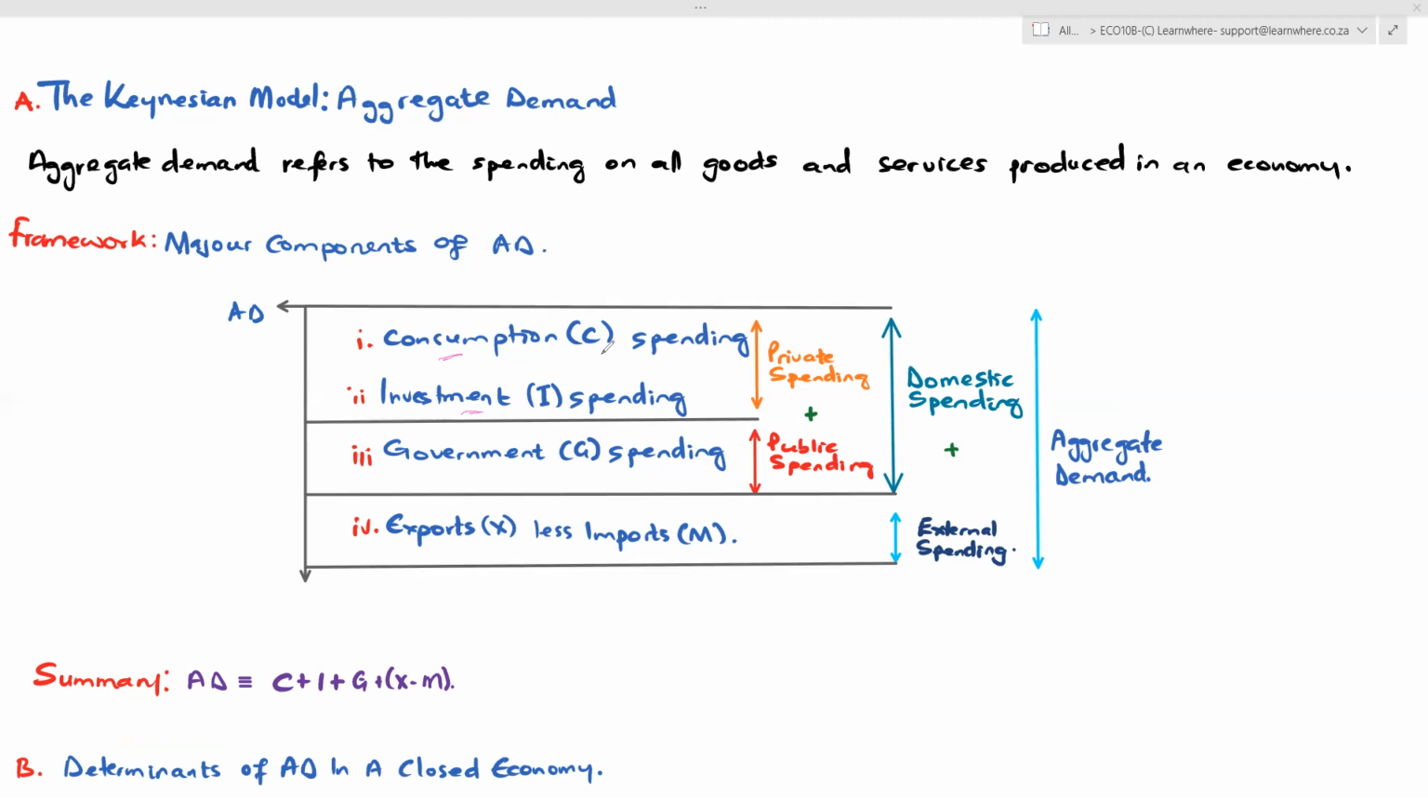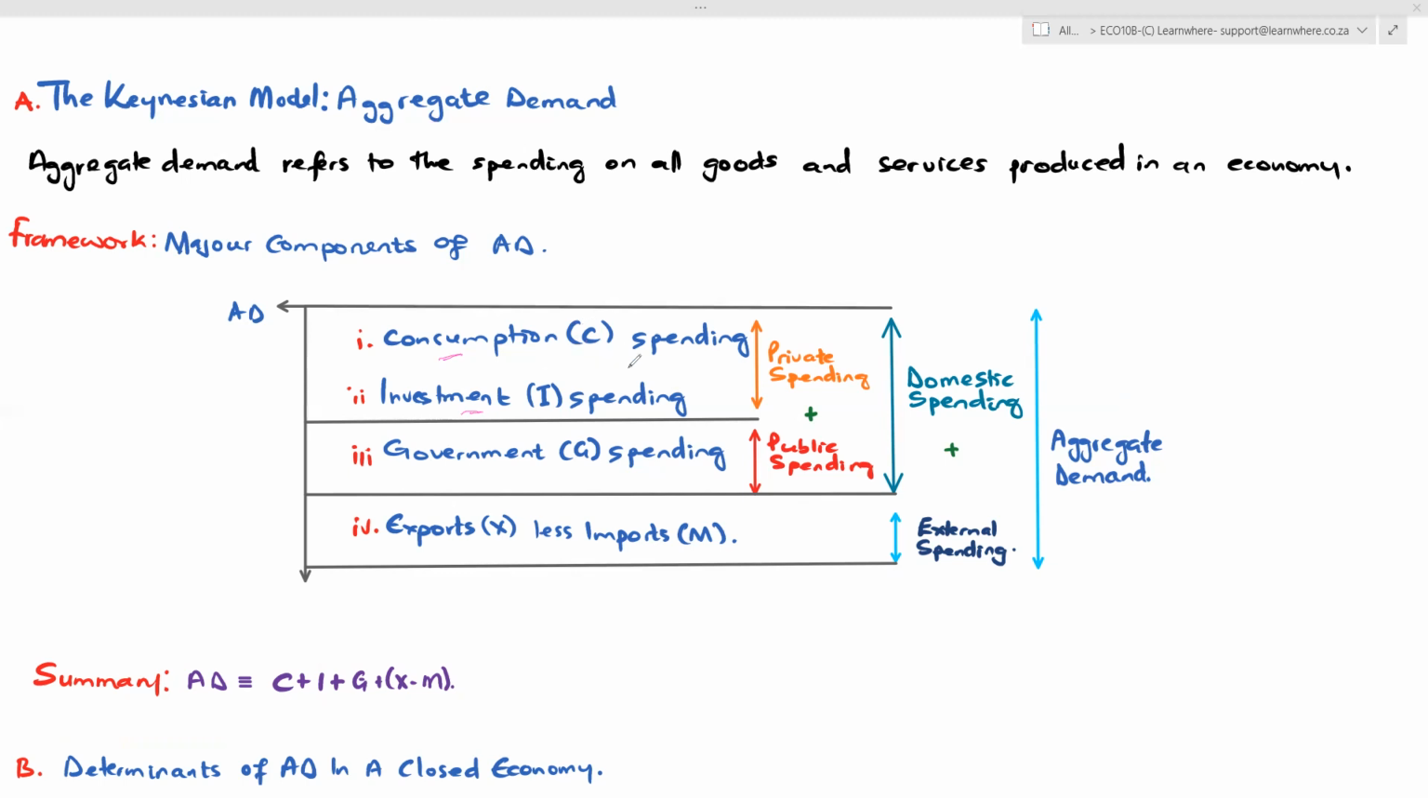Consumption spending refers to the spending by households or individuals on goods and services that they need to satisfy their needs. So this is just final consumption spending. That is, you're not purchasing something for the purpose of reselling. No, you are purchasing something to consume, to satisfy your needs or your wants. That's why it's known as final consumption spending, because that product has actually reached its final stage. It cannot be transformed, it cannot be sold further, it needs to be consumed.